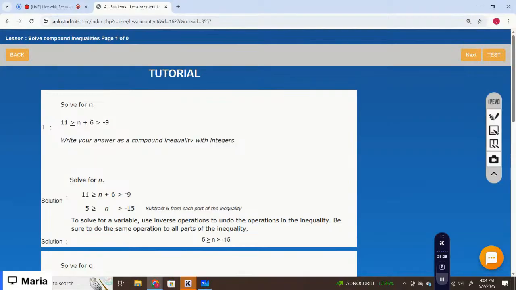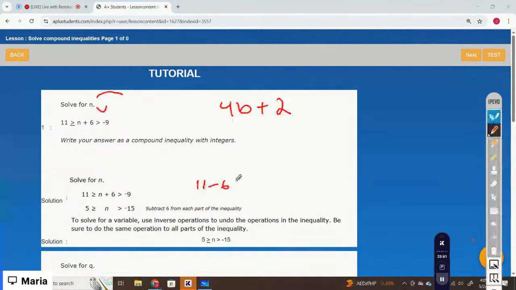Solve for n. 11 is greater than or equal to n plus 6 greater than -9. So subtract 6 from the inequalities. 11 minus 6, n plus 6 minus 6, -9 minus 6. 6 minus 6 is 0. 11 minus 6 is 5. 5 is greater than or equal to n greater than -15.